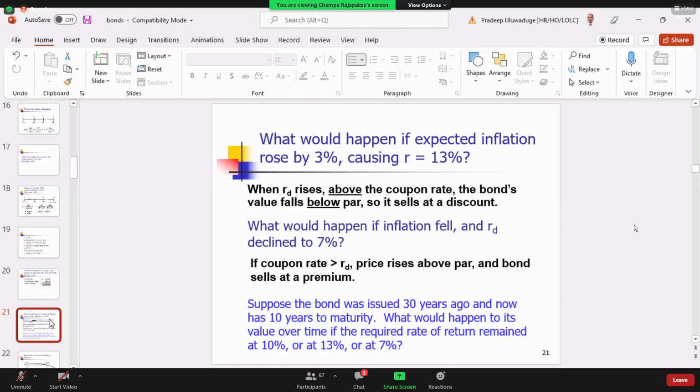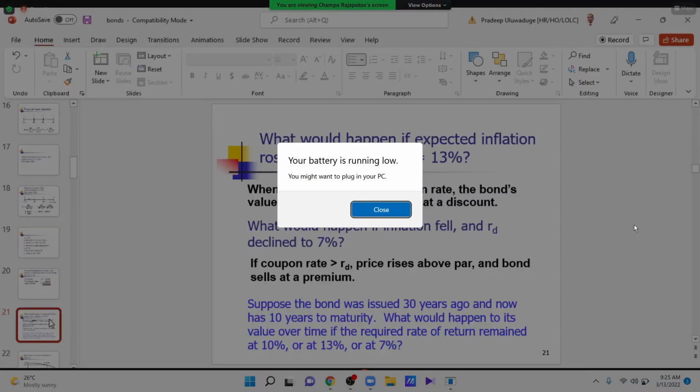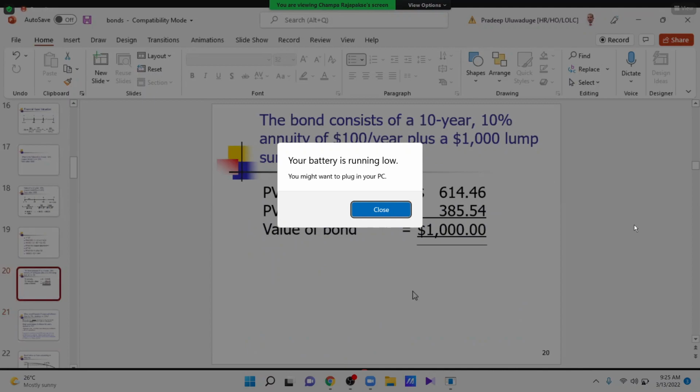So one thing I missed telling you earlier, in the example, the coupon rate was 10% and it was equal to the discount rate, which was 10%. So if the discount rate equals the coupon rate, the bond will sell at par. So we saw it. The value of the bond is the face value, right?